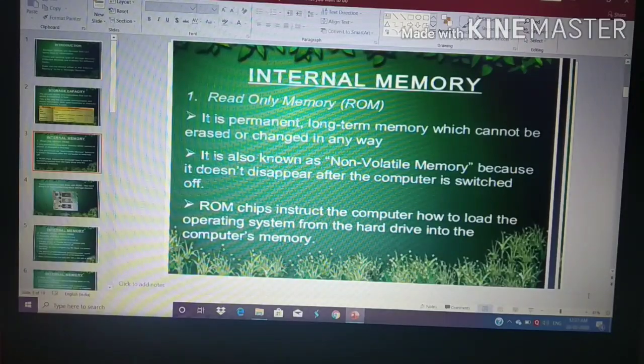Now let's see about the ROM. The full form of ROM is read only memory. So what are the specialities or features of ROM? It is permanent or long-term memory which cannot be erased or changed in any way. It is a permanent, long-lasting one. The memory can remain for a long period of time, and generally you cannot erase it.